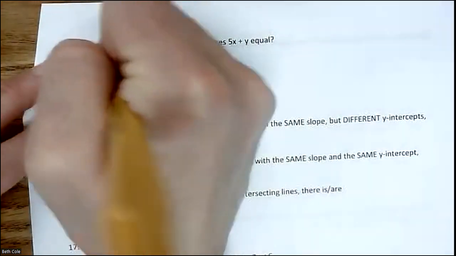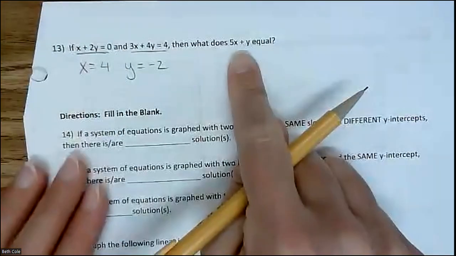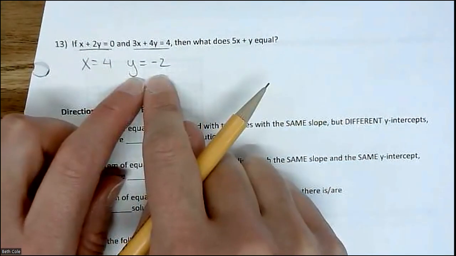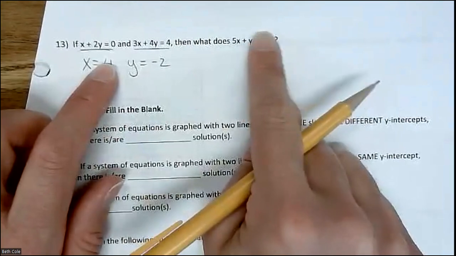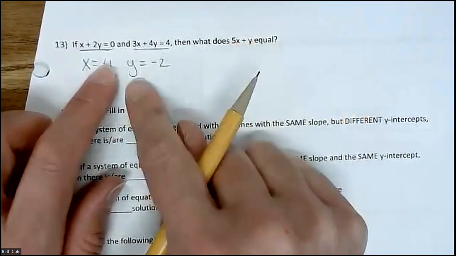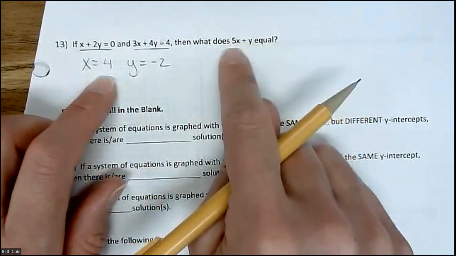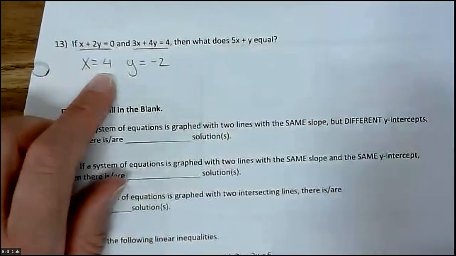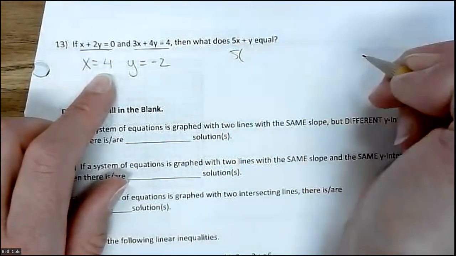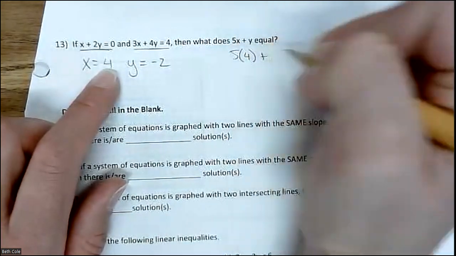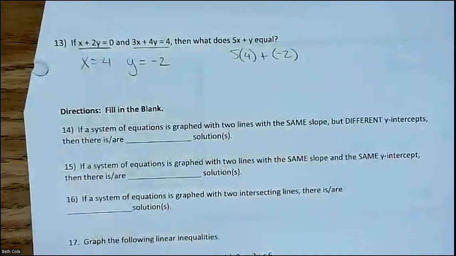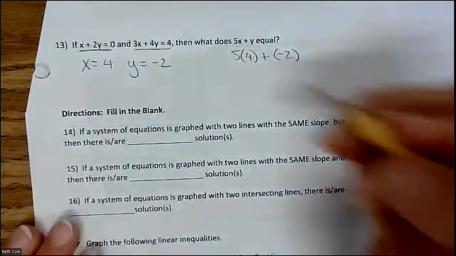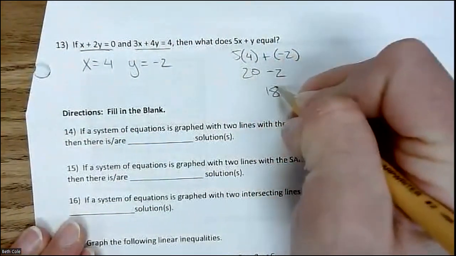What does the 5x plus y mean? All right, it says, what does 5x plus y equal? Well, x is 4, y is -2. So you're going to take those numbers and do what with them? Substitute them in. Good vocabulary. Or it would be 5 times what? What do we get for x? 4, good. Plus y, which is -2. And then you just work that out. You could type that in the calculator, but 5 times 4 is 20, minus 2 is 18.